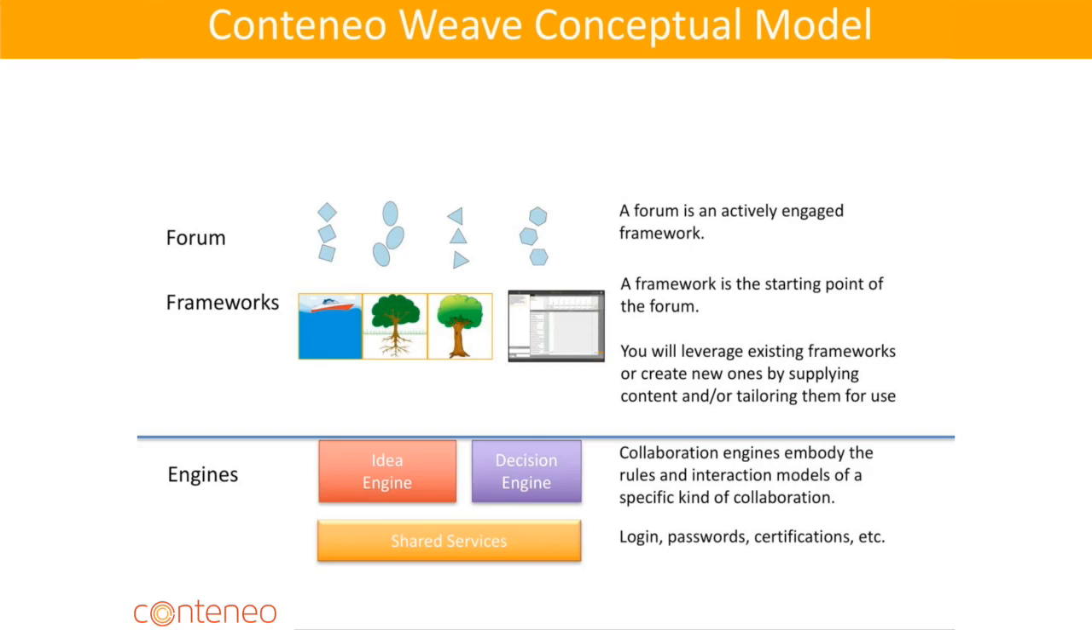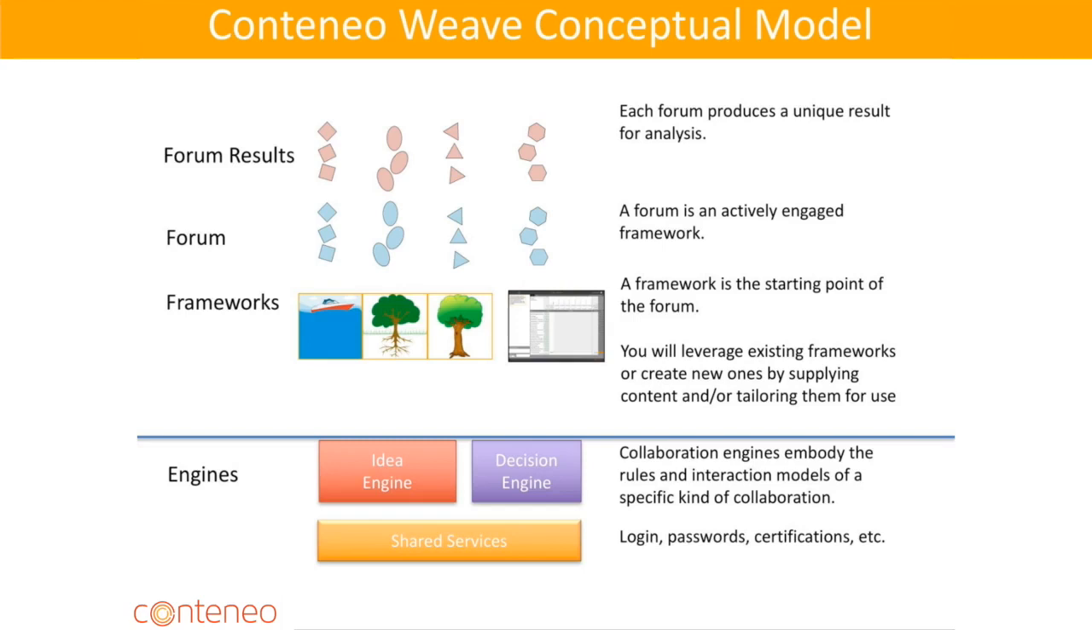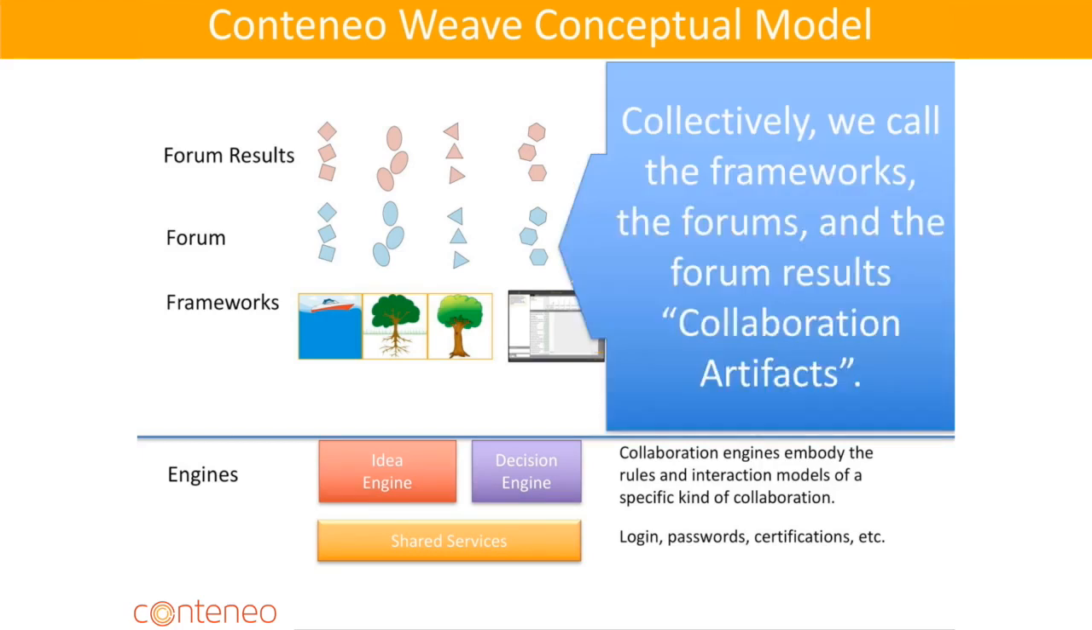As you can see in the slide, we run many forums simultaneously so that we can get to the final step, which is forum results. Each forum produces a unique result for analysis. If you're working with a single team, you'll need a single forum. But if you're working with a large number of people, you're going to want to use many forums and analyze the results across the teams. Collectively, we call frameworks and forum results collaboration artifacts because all three are essential for effective collaboration.